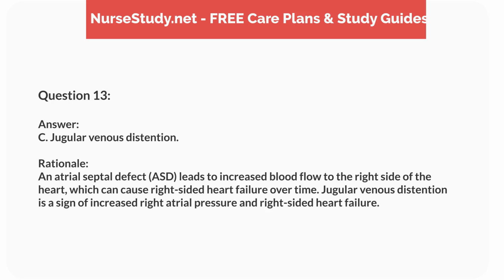Jugular venous distension. Rationale: an atrial septal defect leads to increased blood flow to the right side of the heart, which can cause right-sided heart failure over time. Jugular venous distension is a sign of increased right atrial pressure and right-sided heart failure.